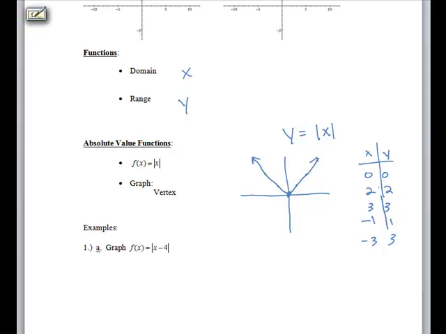And since we noticed that for each input there is exactly one output, it is a function, so we could write it as a function. f of x is equal to the absolute value of x. Since it's a function, it has a domain and range.